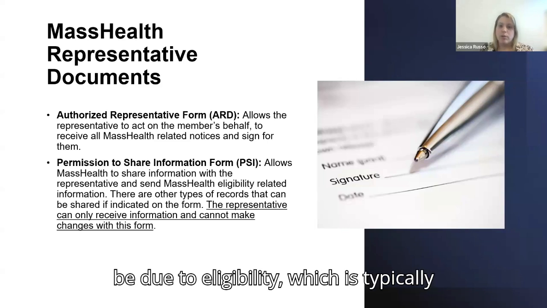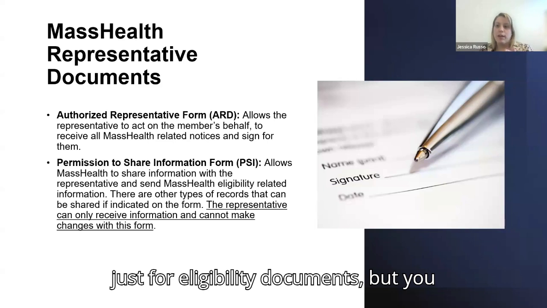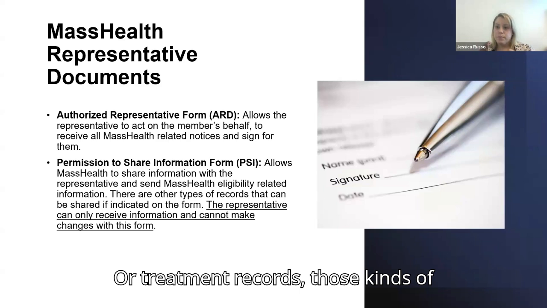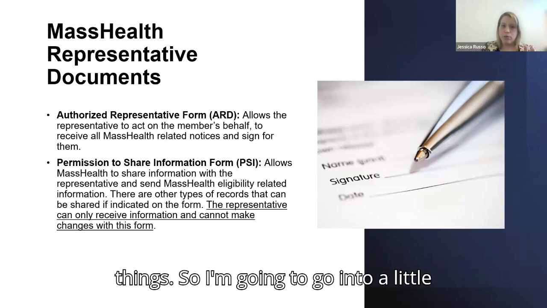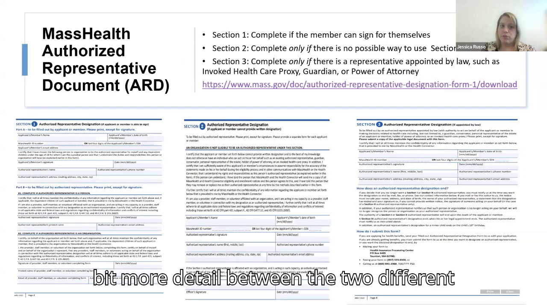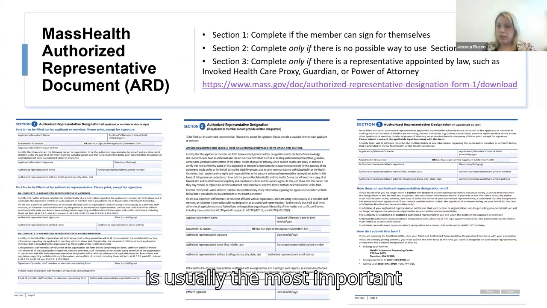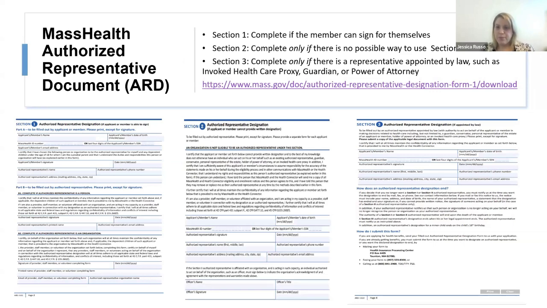It could be due to eligibility, which is typically just for eligibility documents, but you can ask for other things such as claims or treatment records, those kinds of things. So I'm going to go into a little bit more detail between the two different forms. The authorized representative form is usually the most important.